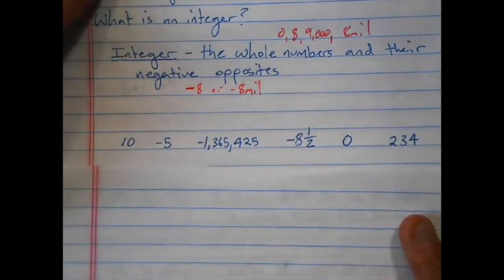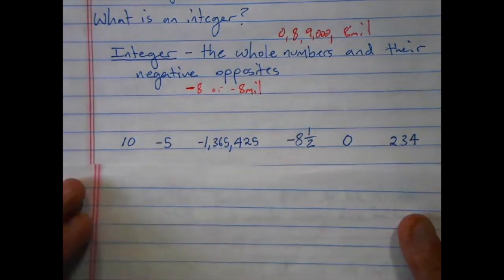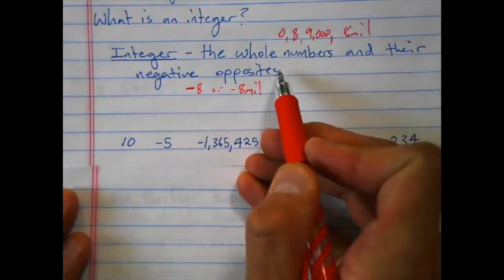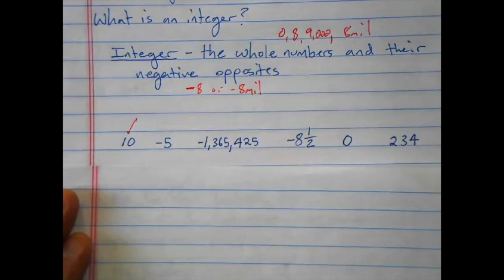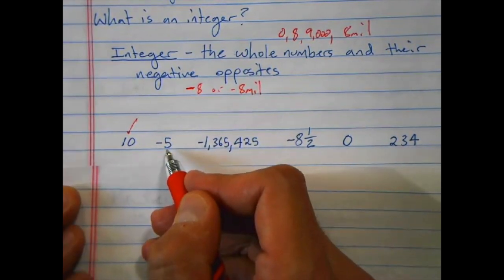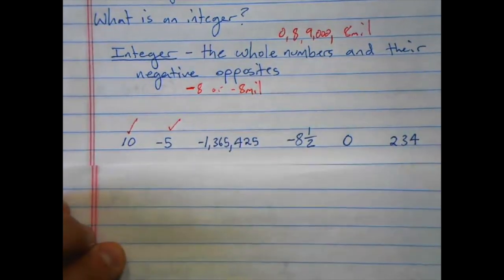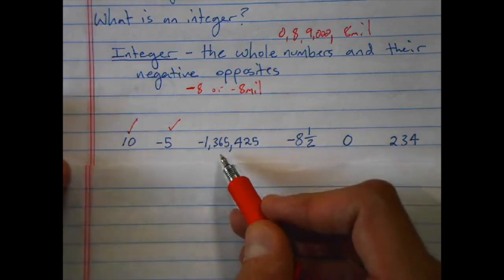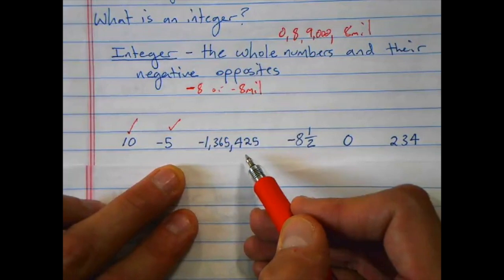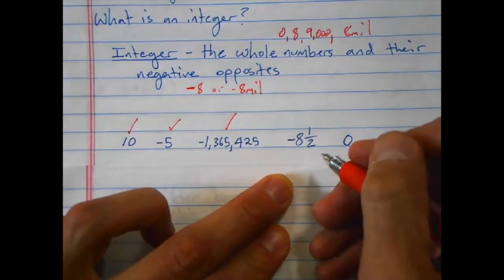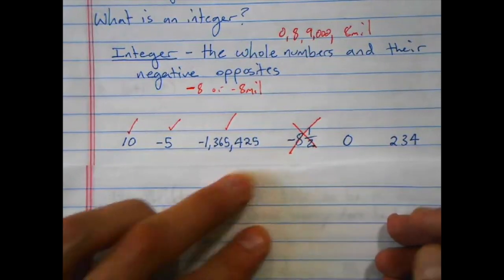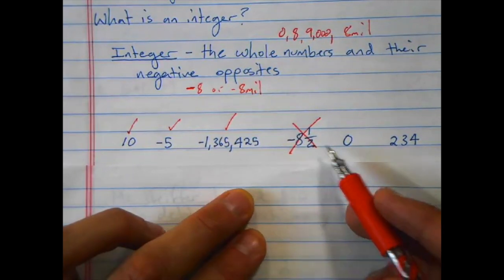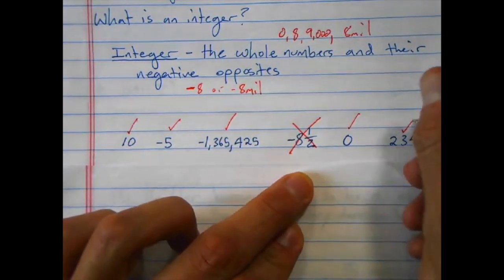Here's some numbers. Do you know which ones are integers and which ones are not? 10 is a whole number, so it's one of the whole numbers and their negative opposites. 10 is an integer. Negative 5 is the opposite of the whole number 5. Negative 1,365,425, that's an integer. This is not an integer because even though it's a negative, it is a fraction. This is a rational number, but it's not an integer. 0 is an integer, and 234 are integers.